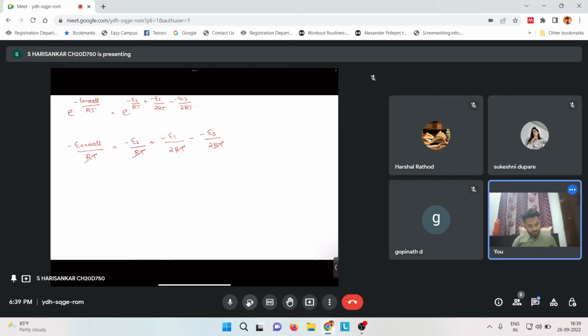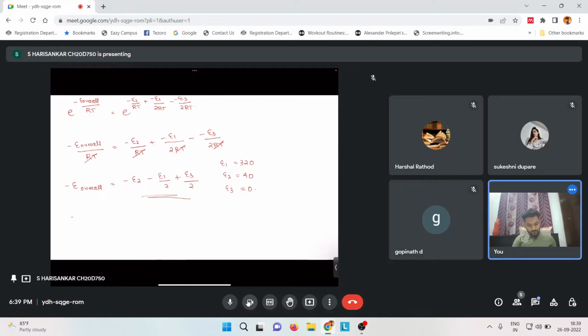So minus E overall will be minus E2 minus E1 by 2 plus E3 by 2. Okay, so we have the values for E1, E2, E3. E1 is 320, E2 is 40, and E3 is 0. Now all we have to do is just substitute these values here.